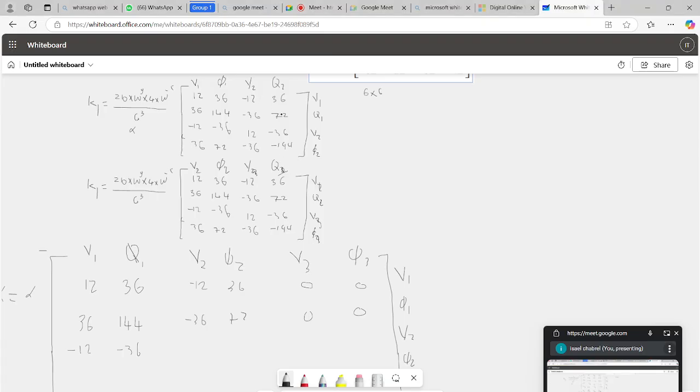So here, V2 gives 12. We also have a V2. So it's going to be 12 plus 12, which gives 24. Phi 2 and V2 is minus 36. We also have phi 2 V2, so it's going to be minus 36 plus 36. It's giving 0. We move to V3, V2. Do we have any V3, V2? Yes, it is minus 12.